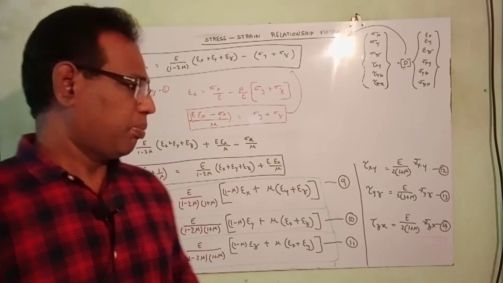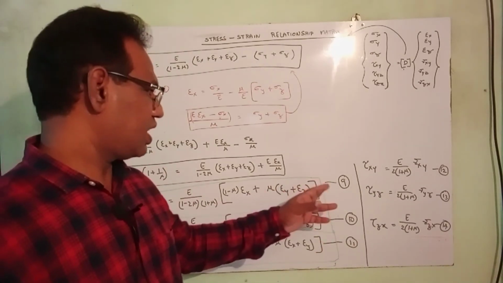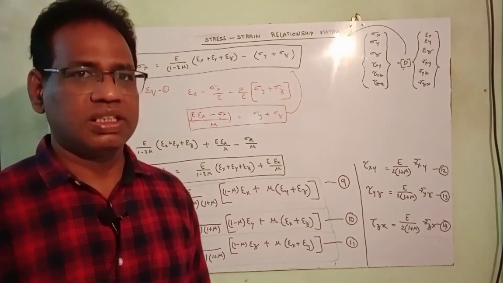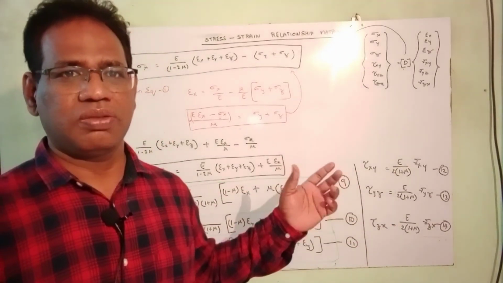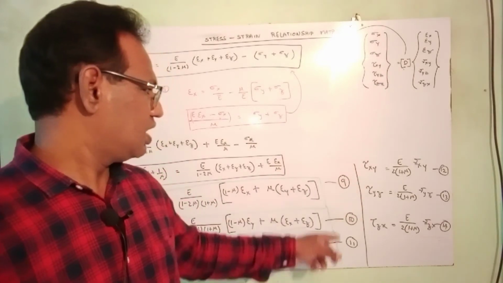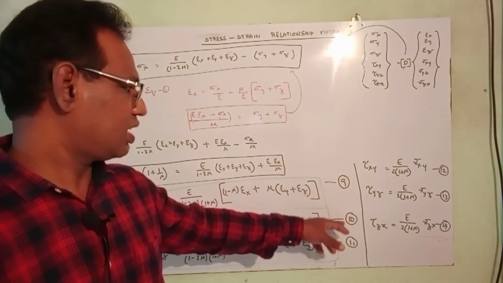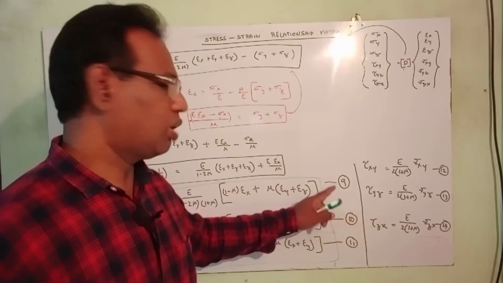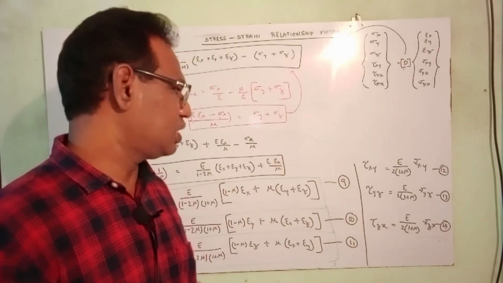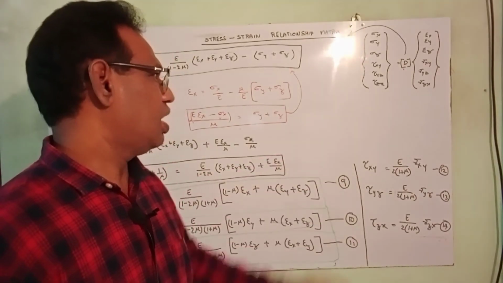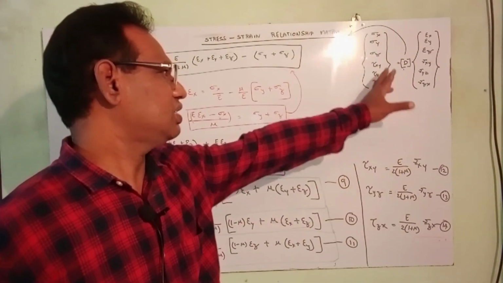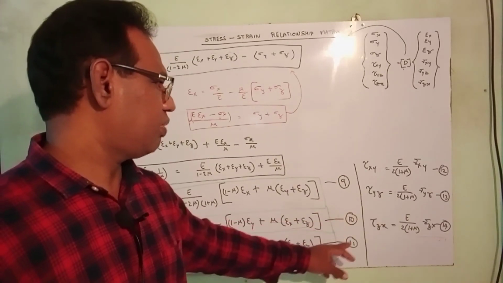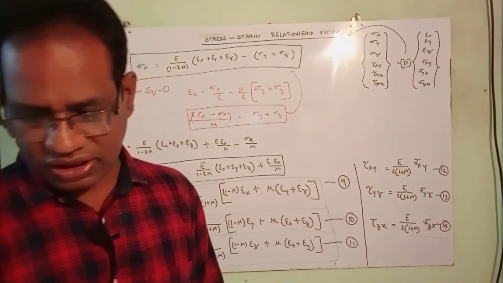The numbering is continuing as 9, 10, 11, 12, 13, 14, because in the derivation I forgot about the equation numbers. So I numbered like this. Now I am rewriting these equations in matrix form in order to get the relationship matrix between stresses and strains. So I am considering equations 9, 10, 11, 12, 13, 14.